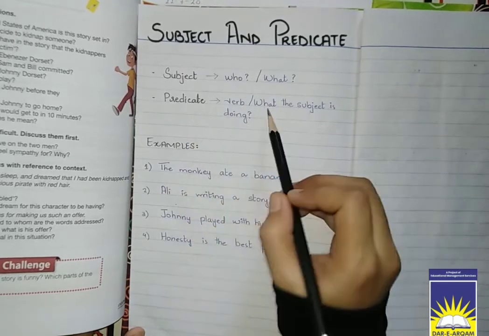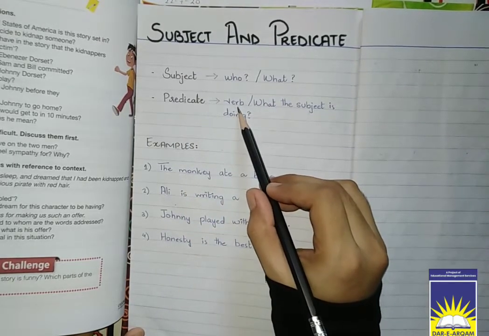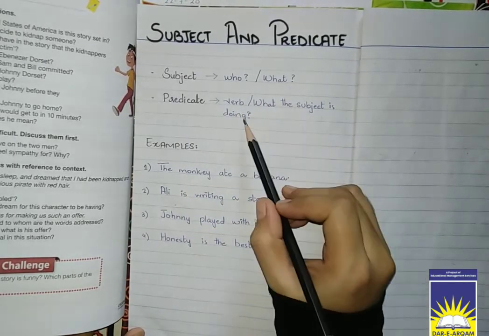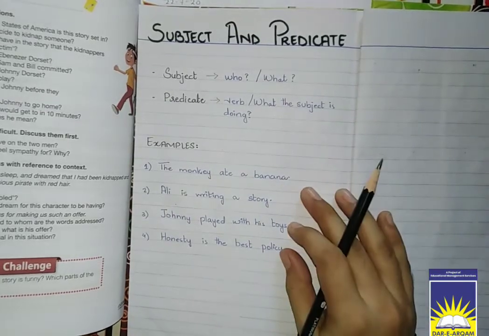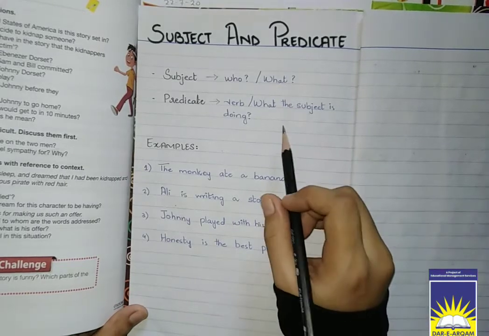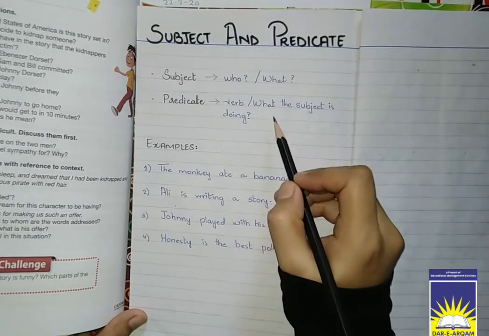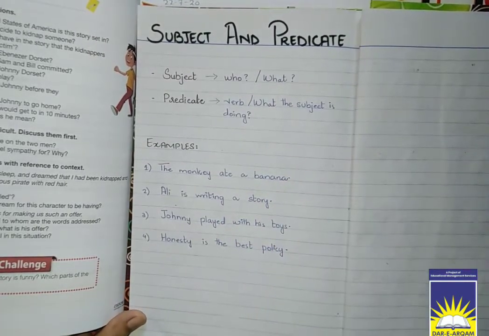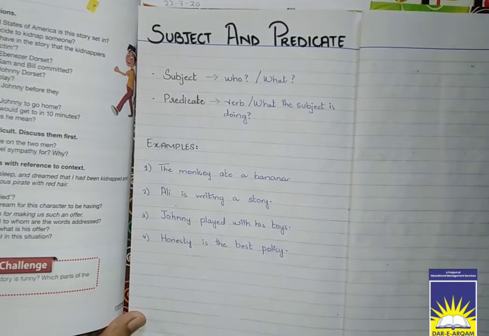Next, predicate. Predicate contains the verb, what the subject is doing. As we learned in the definition, what is said about the subject is called the predicate. So in an easy way, what the subject is doing in the sentence is the predicate.